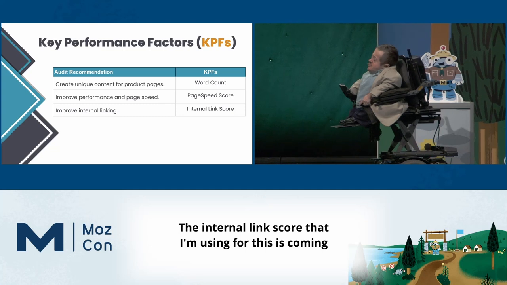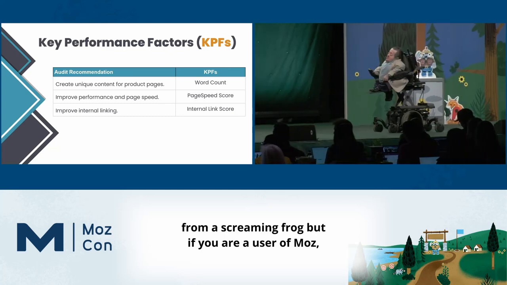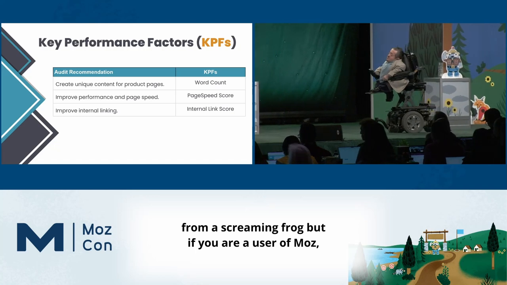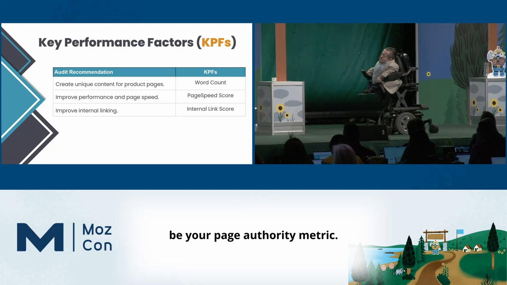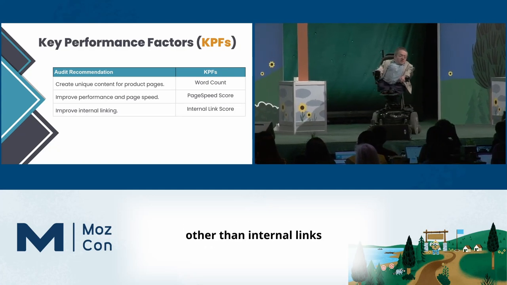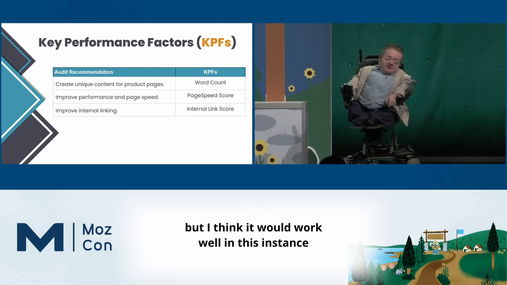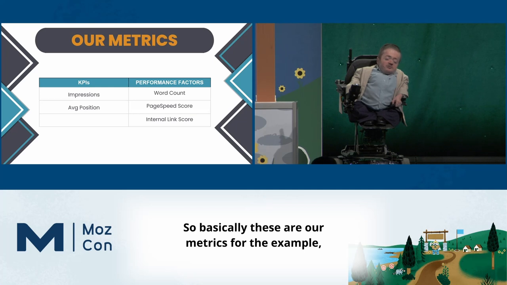The internal link score that I'm using for this is coming from Screaming Frog. But if you are a user of Moz, I think the closest thing would be your page authority metric. Page authority uses a lot of other things other than internal links, but I think it would work well in this instance if you wanted to replicate this. So basically, these are our metrics for the example I'm going to show you.